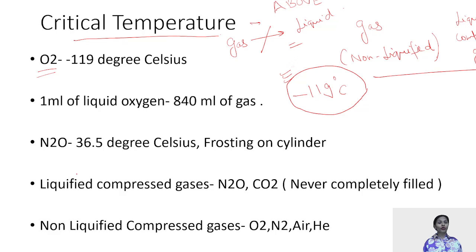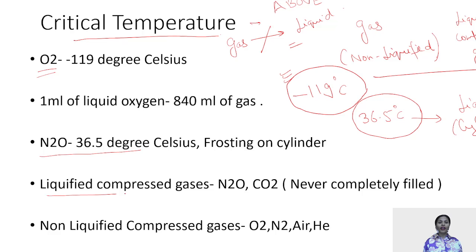But that is not true for your nitrous oxide. Your nitrous oxide has a critical temperature of 36.5 degrees Celsius, and thus nitrous oxide can be present in the form of liquid in the cylinders. Generally, nitrous oxide is a liquid when filled in the cylinders. So we have liquefied compressed gases, which are nitrous oxide and carbon dioxide.